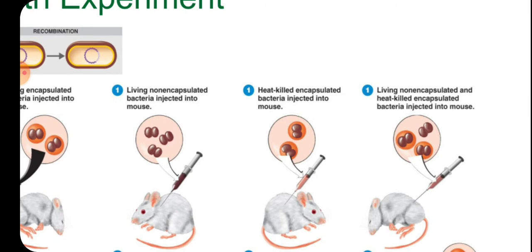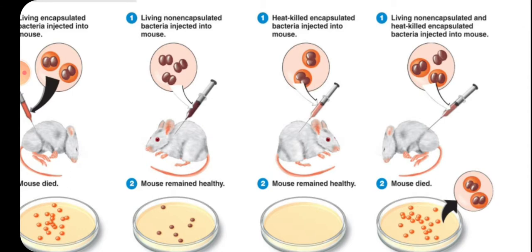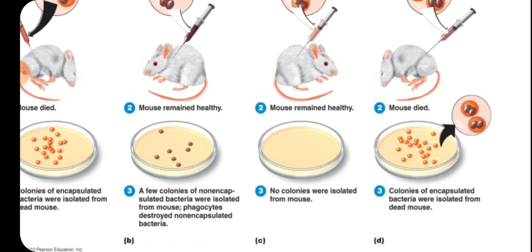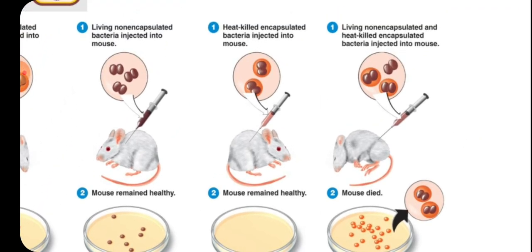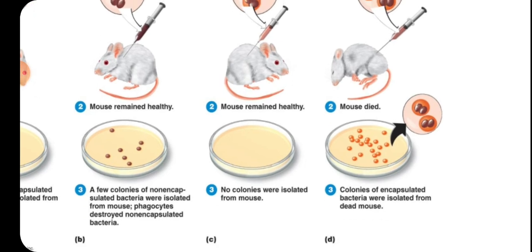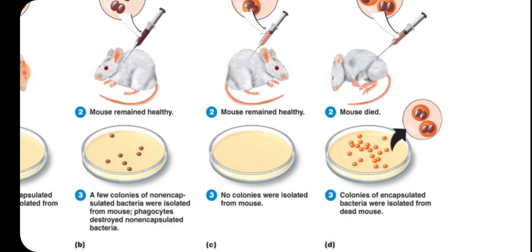Then, heat killed encapsulated bacteria were injected into one mouse, and living non encapsulated and heat killed encapsulated bacteria were injected into another mouse. In the first case, where heat killed encapsulated bacteria were injected, the mouse remained healthy. No colonies were isolated from this mouse. Where living non encapsulated and heat killed encapsulated bacteria were injected, the mouse died, and colonies of encapsulated bacteria were isolated from the dead mouse.